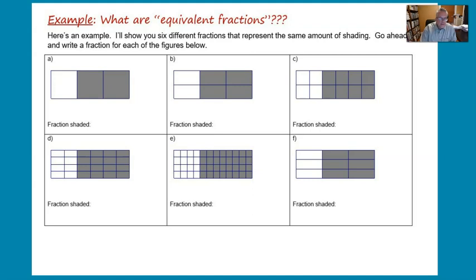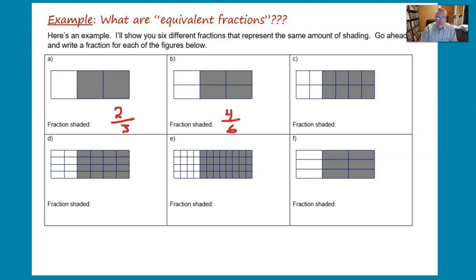For instance, in this first diagram, we have 3 equal parts, and 2 of them are shaded. So the fraction shaded is 2/3. Here, 4 out of 6 is shaded, so that's 4/6. But it's the same amount. If you look at the diagrams, it's the same amount of shading. So it turns out that 2/3 and 4/6 are equivalent fractions.